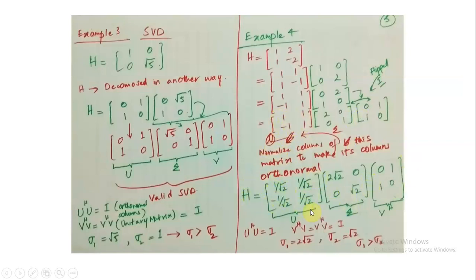So this is an orthonormal matrix, this is a unitary matrix, and this is the diagonal matrix Σ with sigma 1 greater than sigma 2. So this is also a very good example of SVD decomposition, in which we have found out a few tricks or methods to decompose this H matrix.